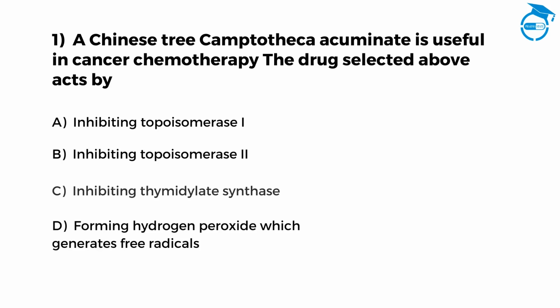Time is over. I hope you got it right. The correct option is A, that is inhibiting topoisomerase I. Now let us quickly move to question number 2.